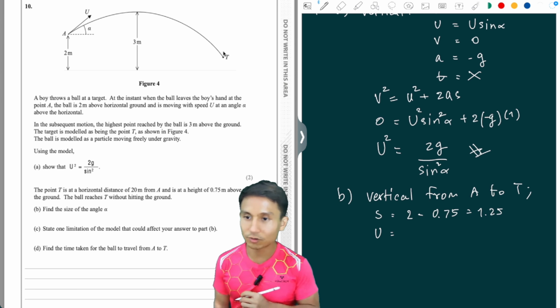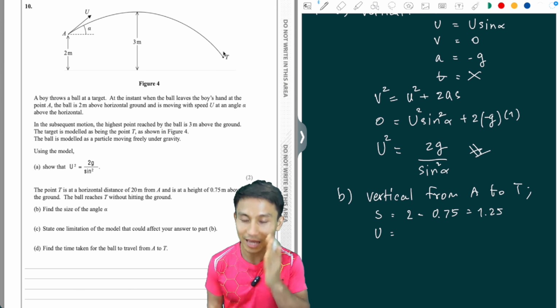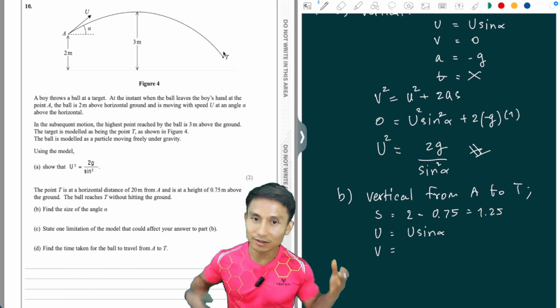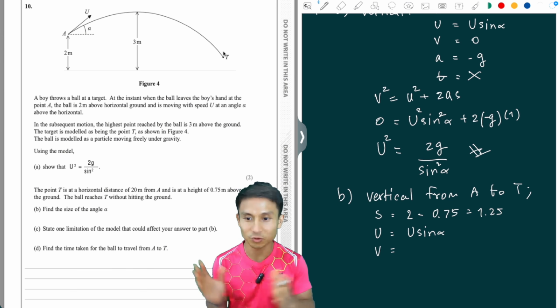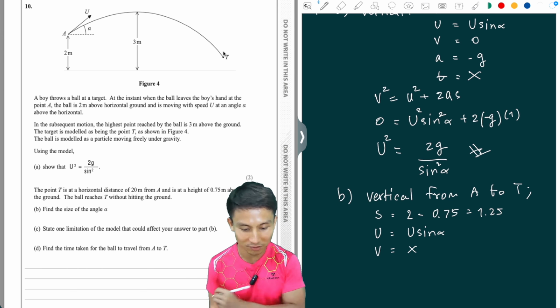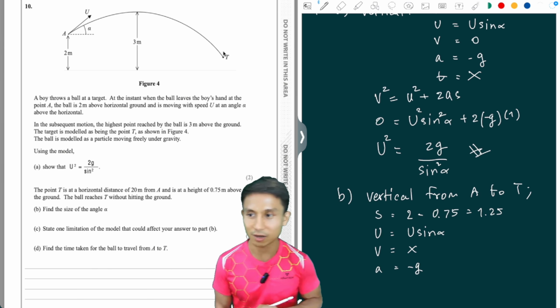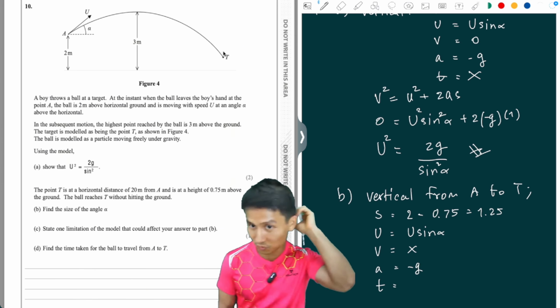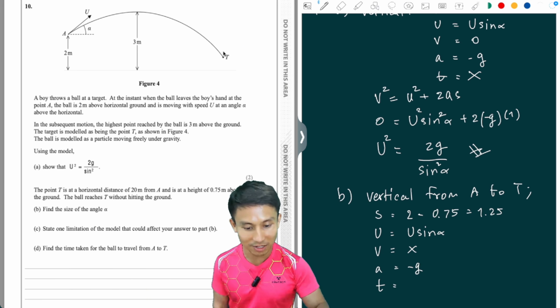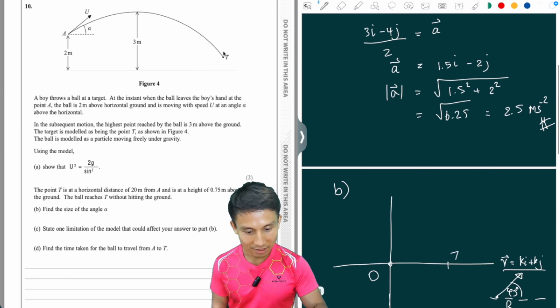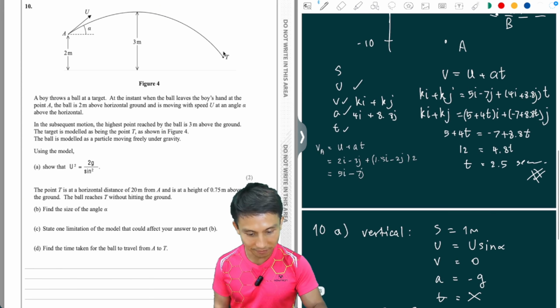And u, well, the initial speed at A would be u sine alpha, right? Also the velocity, do we know it? No. Do we care about it? Probably not, because we want to find alpha. So I'm just going to leave that as a cross first. A, we always have a minus g here, downwards. And t, well, do we know it? Probably not, but we can do something because we got t earlier, didn't we? Yeah, from the earlier work.